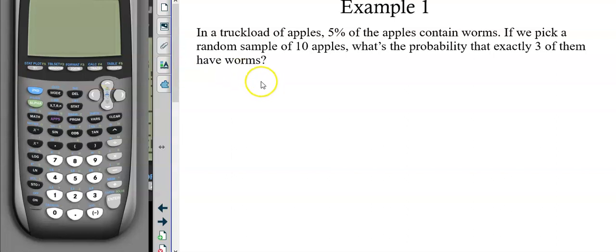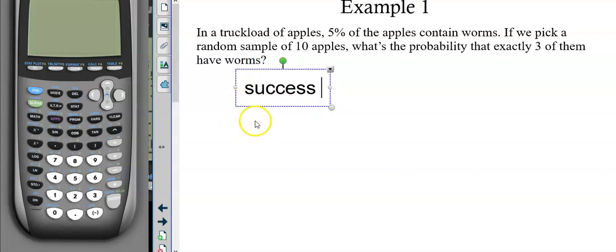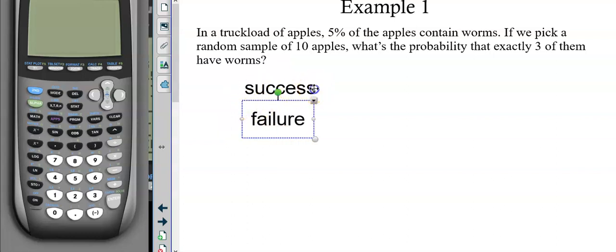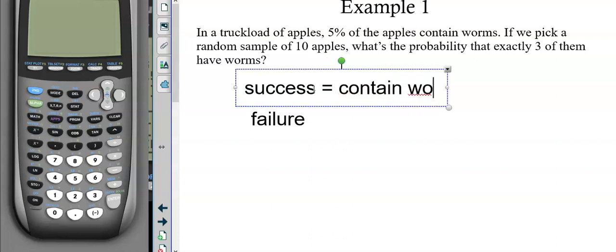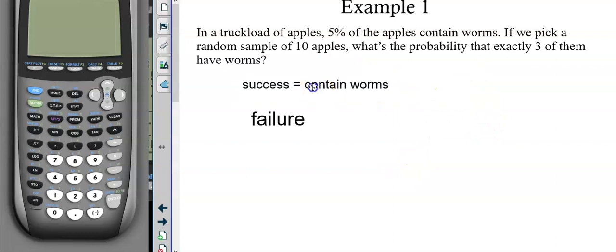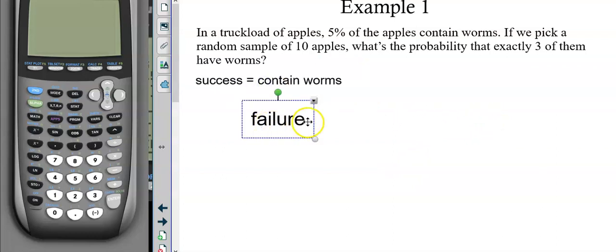Before we actually go into this, let's make sure we know if this is a binomial distribution or not. The first step said that we have to have 2 outcomes, success and failure. So let's do that real quick. Success means that we have 5% containing worms. Success equals contains worms. Sorry, not contains apples. Contains worms. So that's the success. Failure means does not contain worms.